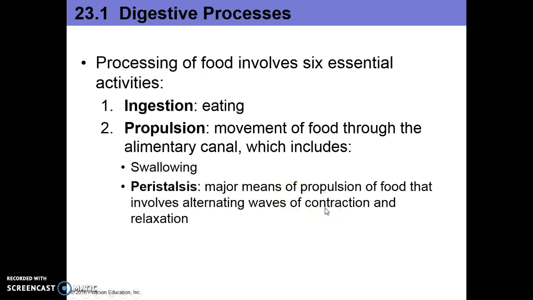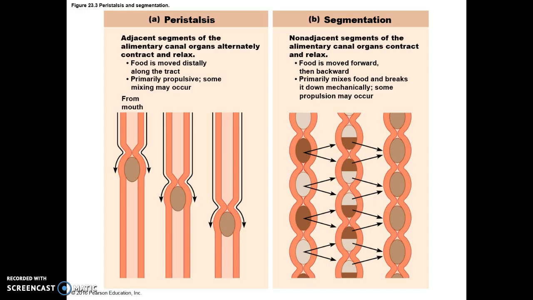So, digestive process. Well, it starts in the oral cavity. So processing of food involves 6 essential activities. First one is ingestion, in other words, eating. Propulsion, which is the movement of food through the alimentary canal, which includes swallowing, and peristalsis, which is the major means of propelling the food bolus that involves alternating waves of contraction and relaxation of this muscular tube to enable this food bolus to go normally in one direction.